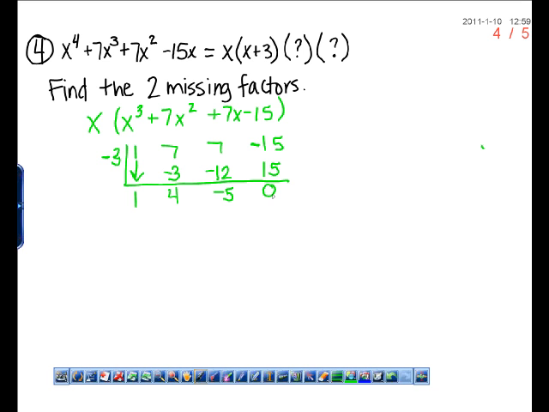Now that better have happened, right? Because we already knew that negative 3 had to be a root. We already knew that. But now let's see what we know. This is our remainder. This is our constant. This is our x. And this is our x squared. So let's write this out. This is x squared plus 4x minus 5.